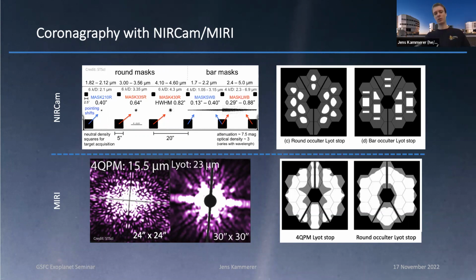With MIRI, this is a little bit more conservative design and has a little bit more throughput because the wavelengths are longer, so we don't care too much about this scattered light from the mirror gaps.